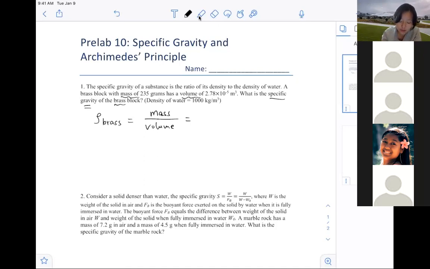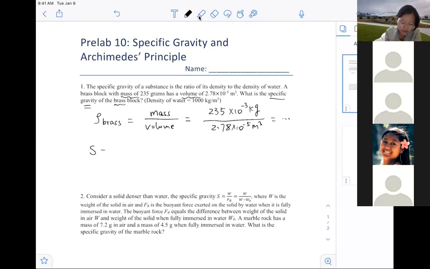So for this particular block, it has this much mass. We're going to use SI units, so I'm going to convert the grams to kilograms. It has a volume of this much. So you will be able to find its density.